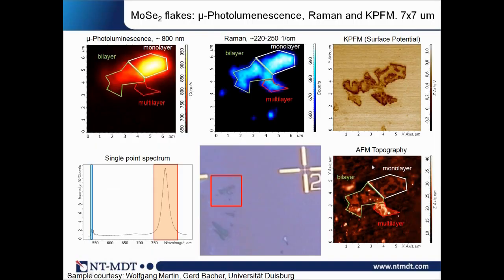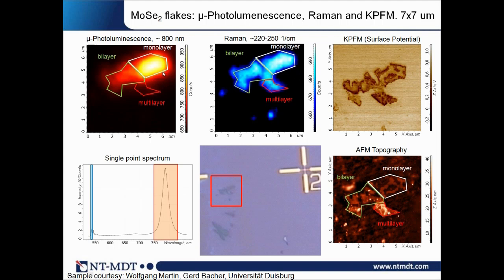This is a co-localized AFM, confocal Raman and confocal fluorescence map of molybdenum selenide flakes. Topography shows the monolayer, bilayer, and multilayer flakes, and some contamination around the sample coming from the sample preparation procedure. On the surface potential map, this contamination on the surface is not observed, but we can see a very nice contrast between the flake and the substrate. And the flake also shows some non-uniformity of the surface potential, presumably due to contamination. This is a Raman map. Monolayer, bilayer, and multilayer show slightly different Raman signatures.